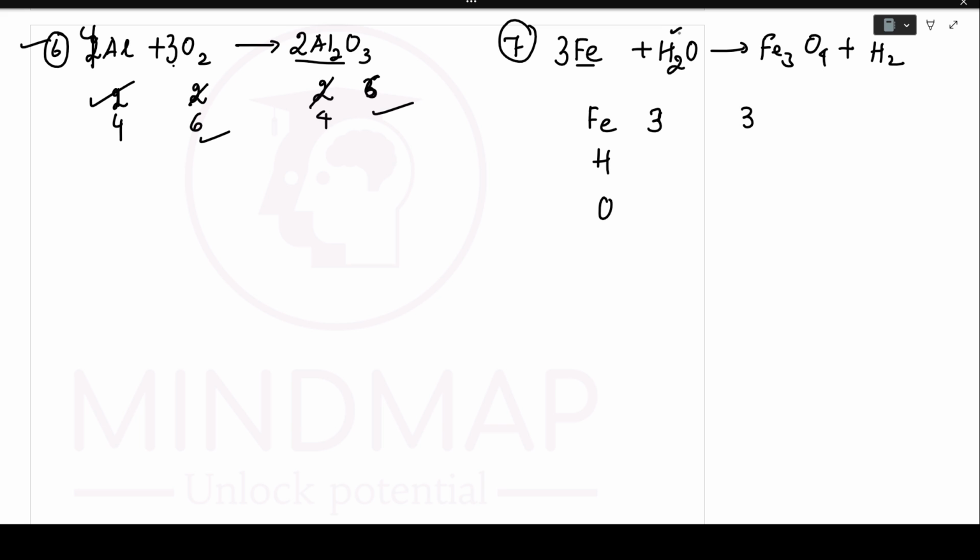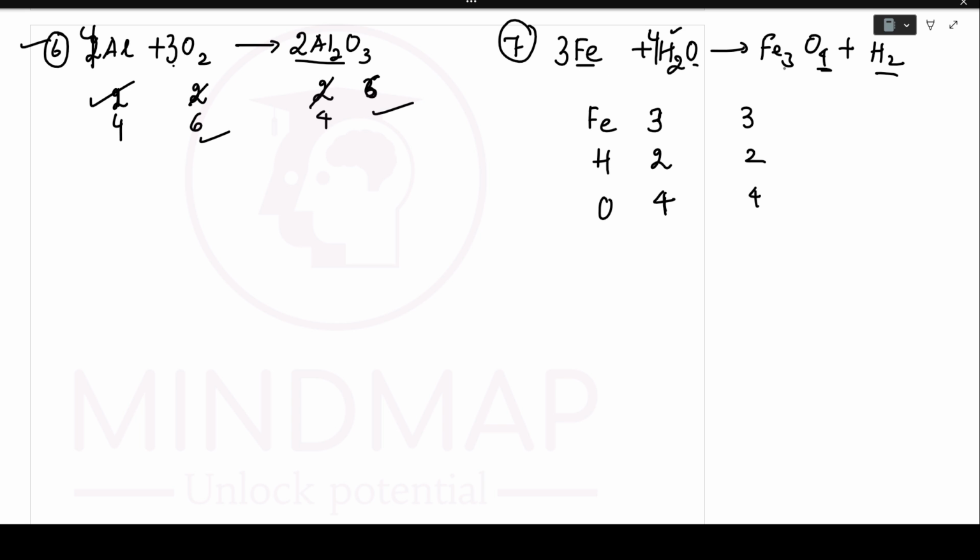Now hydrogen here is 2 and here is also 2. Done. Now oxygen here is 1, whereas here oxygen is 4. So to make it 4, यहाँ पर भी 4 कर दो. तो 4 and 4. चलो अब recheck करते हैं.